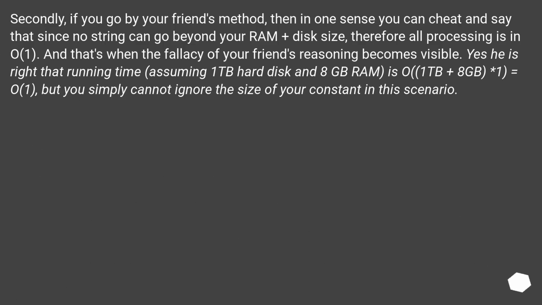Secondly, if you go by your friend's method, then in one sense you can cheat, and say that since no string can go beyond your RAM plus disk size, therefore all processing is in O(1). And that's when the fallacy of your friend's reasoning becomes visible. Yes, he is right that running time, assuming 1 TB hard disk and 8 GB RAM, is O(1 TB plus 8 GB), which equals O(1), but you simply cannot ignore the size of your constant in this scenario.